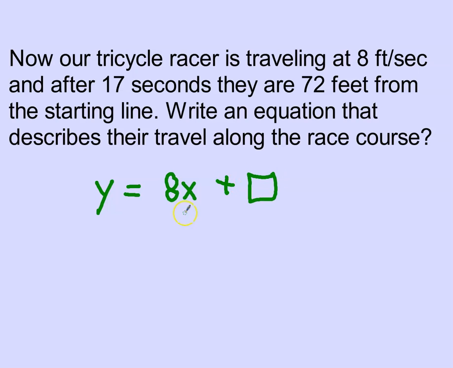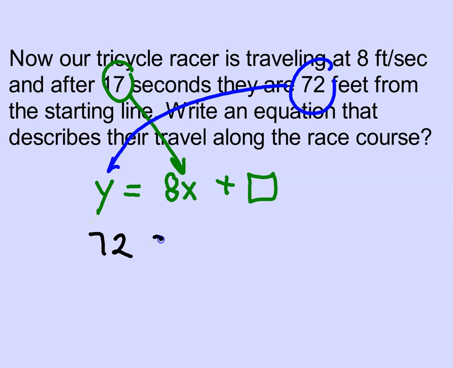Well, what I know is that if x is 17 seconds, then y is supposed to be 72. So let's write those in here. 72 equals 8 times 17 plus something. Well, we need to figure out what 8 times 17 is. Let me get that. That's 136.